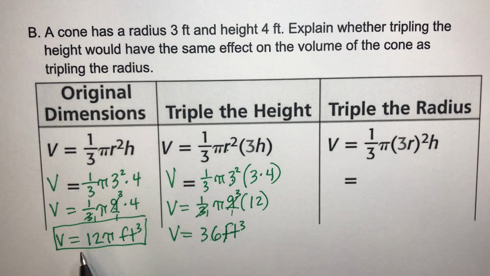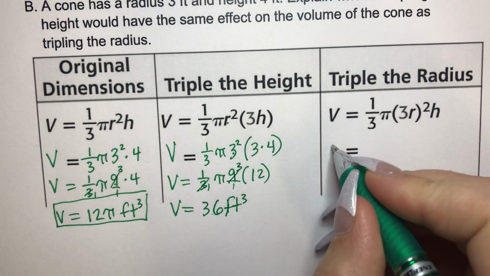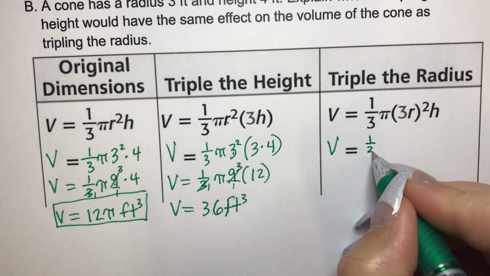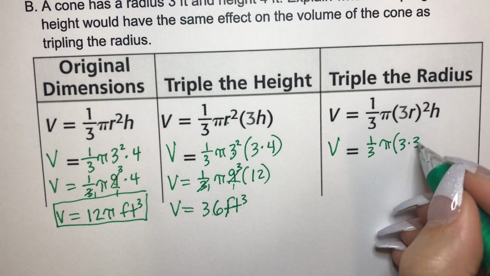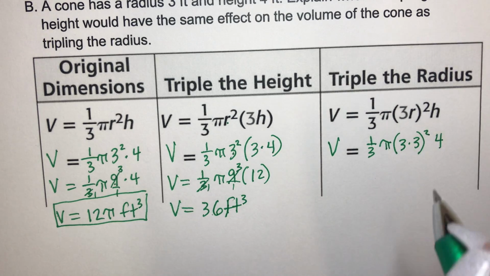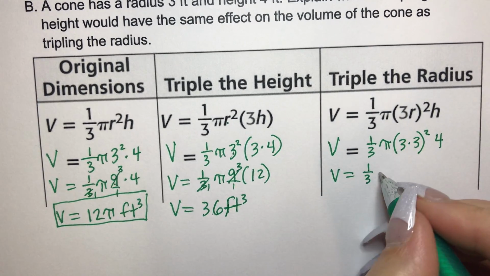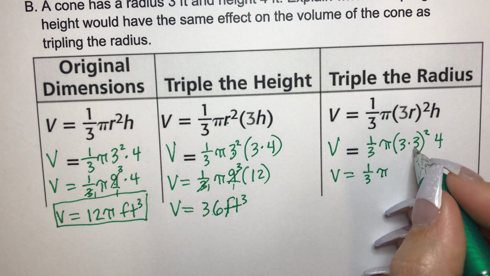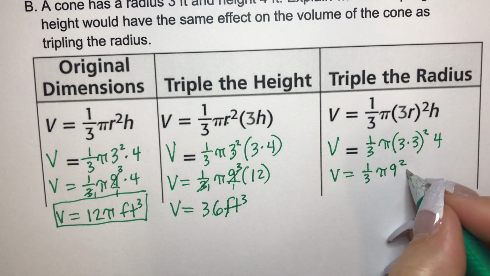So if I go 36 divided by 12, I think that's 3. So the volume is 3 times as big as the original. Let's see if that's the same case if we triple the radius. So we have 1/3 pi, 3 times the radius, which is 3. All of that is squared. The height is 4. Okay, I'm just going to work this out. 3 times 3 is 9. So we have 9 squared times 4.